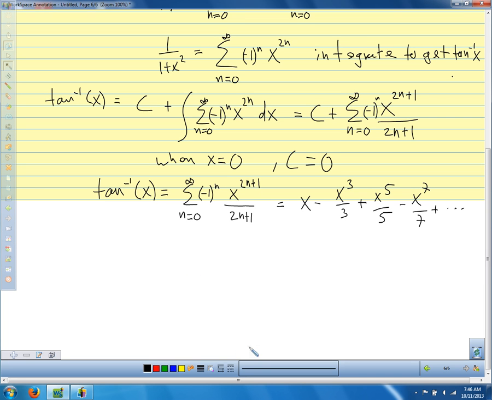And here's a really cool thing that comes out of this. Inverse tangent of 1. What's the inverse tangent of 1? What angle gives us a tangent of 1? 45 or pi over 4? Pi over 4 equals this, which gives us an infinite sum that sums to pi over 4. Kind of a cool thing. So questions on what we did there?